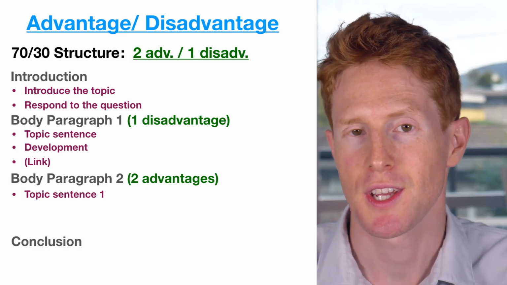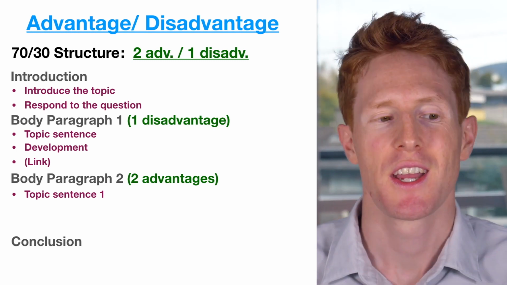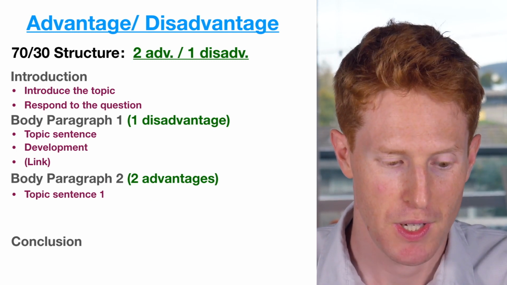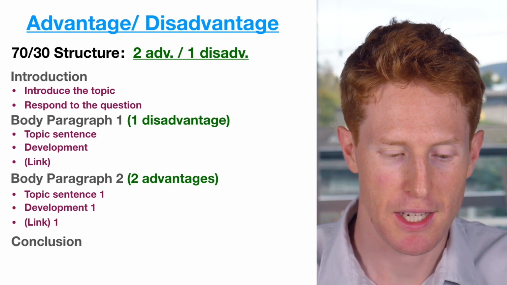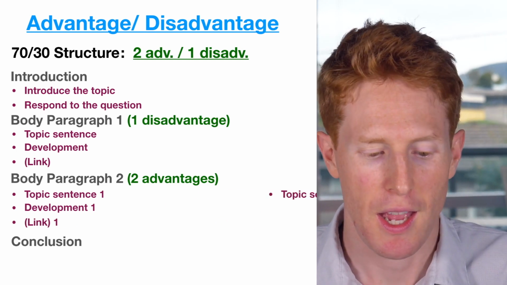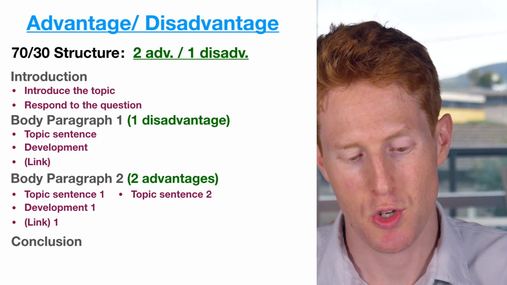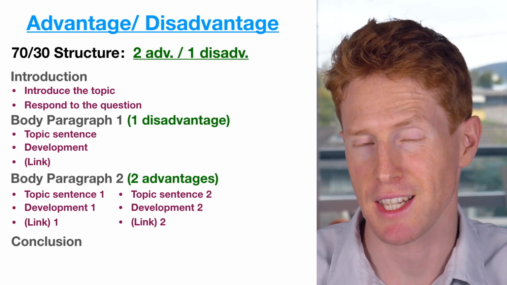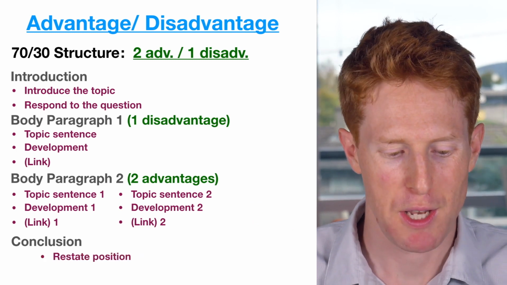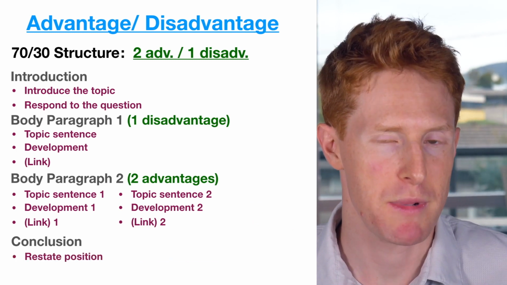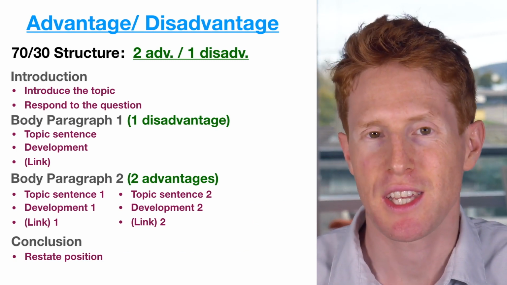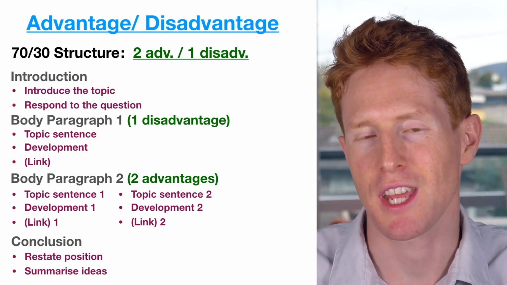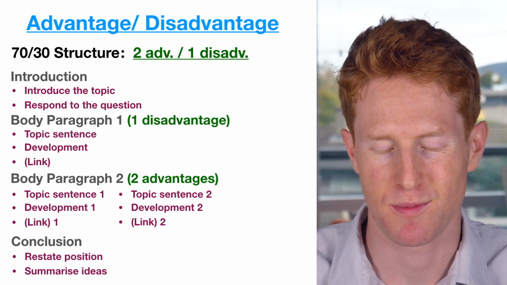In body paragraph 2, we've got 2 advantages, so we're going to have topic sentence 1, which introduces the 2 ideas, or tells the examiner that you're writing about the advantages this time. You're going to have the development and the link for idea number 1, and then we're going to have topic sentence 2, which introduces the second advantage, a development, and ideally also a link. Finally, we're going to have the conclusion, which restates our position, where we say that we think the advantages are greater than the disadvantages, and we summarize the ideas found in our essay.